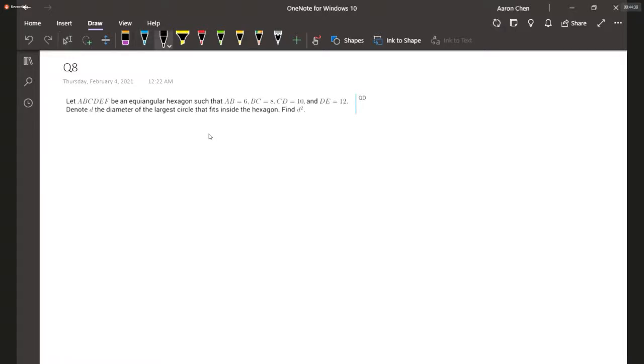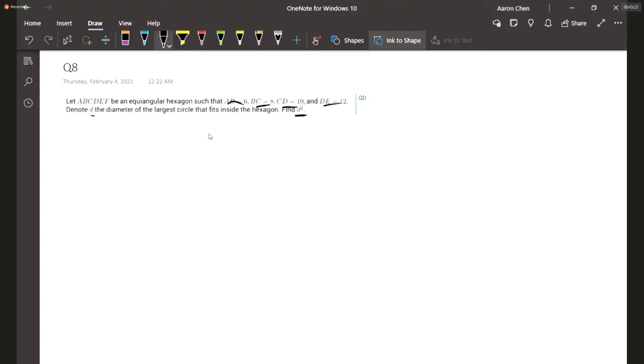So let ABCDEF be an equiangular hexagon such that AB equals 6, BC equals 8, CD equals 10, and DE equals 12. Let D be the diameter of the largest circle that's in the hexagon, and you're trying to find D squared. First of all, we can draw a diagram. AB is equal to 6.